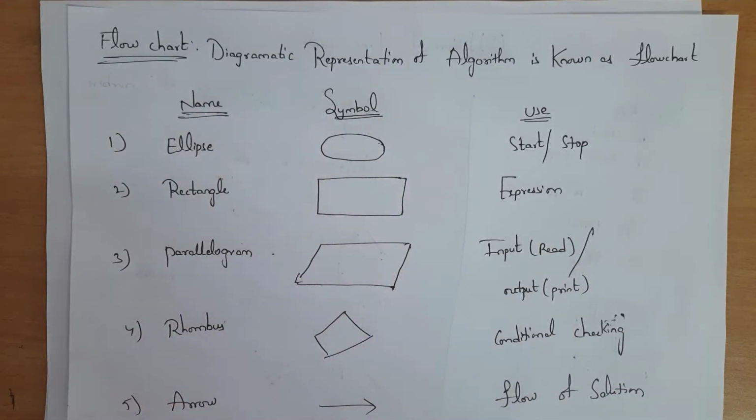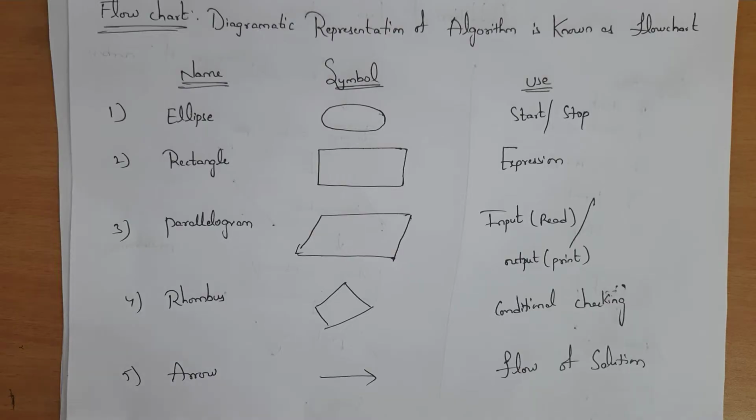And next one is parallelogram. In order to read input values like read a comma b and read a b c, and similarly, in order to print output, we use parallelogram. This is parallelogram symbol. And next, fourth one is rhombus. We can write conditions inside rhombus like a greater than 10, a less than 20. If you want to write any condition, then we need to use rhombus. And last one is arrow marks for flow of solution.